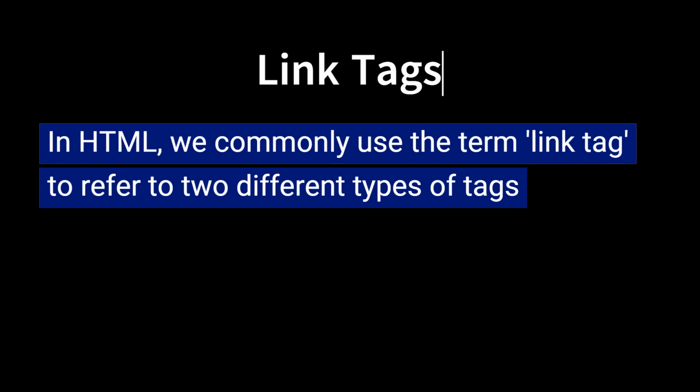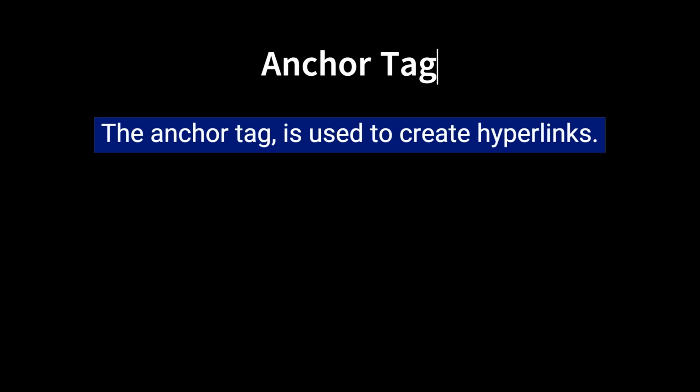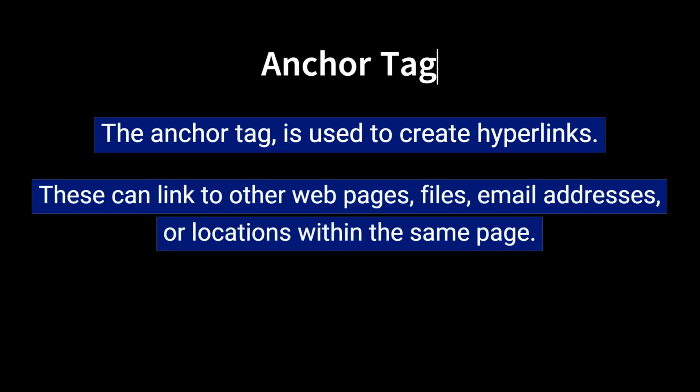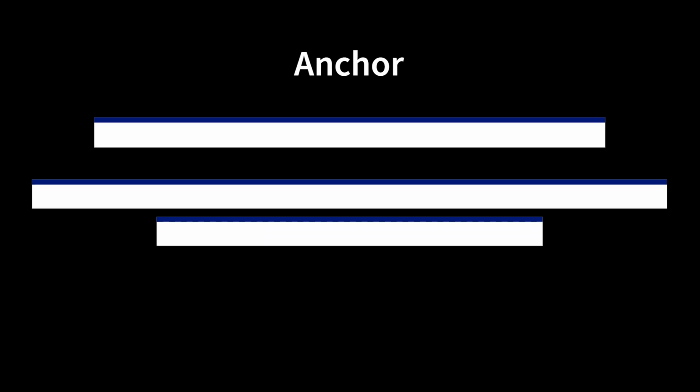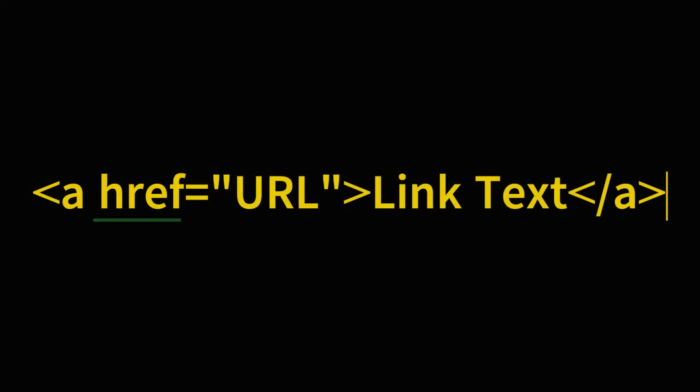In HTML, we commonly use the term link tag to refer to two different types of tags, the anchor tag and the link tag. Despite their similar names, they serve very different purposes. First, let's talk about anchor tag. The anchor tag is used to create hyperlinks. These can link to other web pages, files, email addresses, or locations within the same page. The basic syntax of an anchor tag is as follows. Here, the href attribute stands for hypertext reference, which specifies the destination of the link.